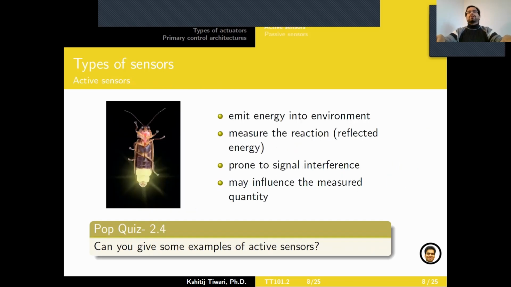Now, some sensors are active sensors, which means they emit energy into the environment. And then they use that emitted energy, basically the reflected energy, to understand what is around the robot. Think of it like a firefly as you see on the screen. It's glowing, which means it's emitting some photons, which allows it to glow. Now, because it is emitting energy into the environment, it is prone to signal interference within itself and with other sensors that are also emitting energy.